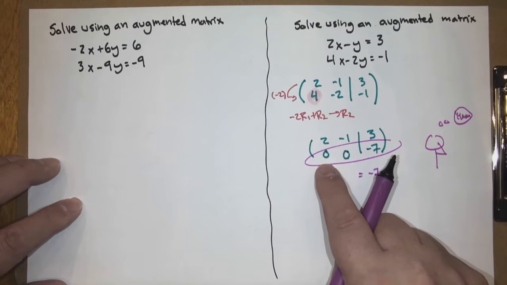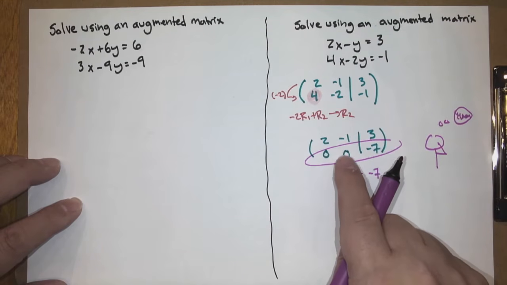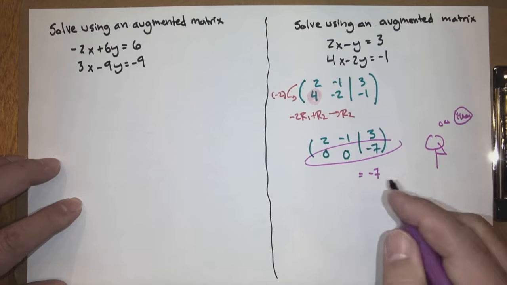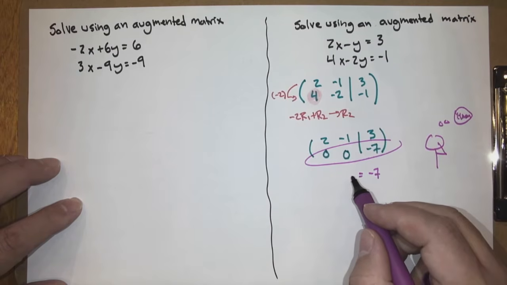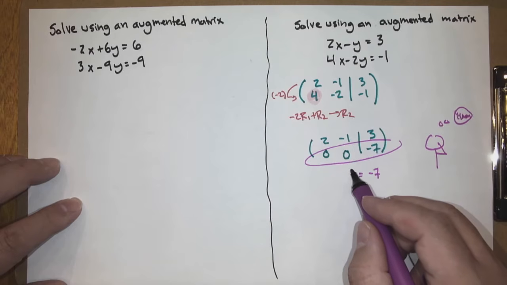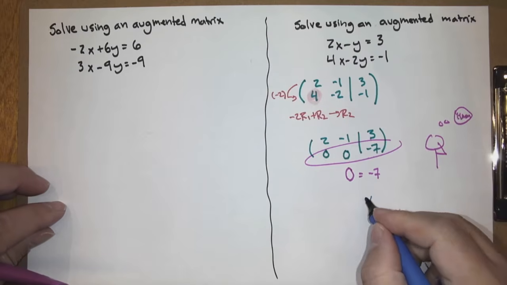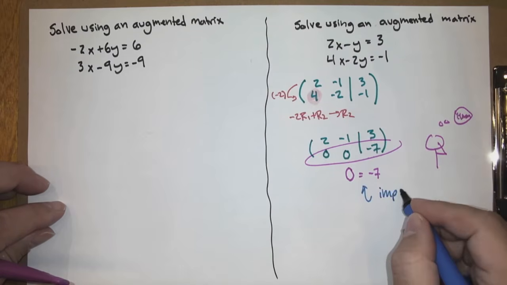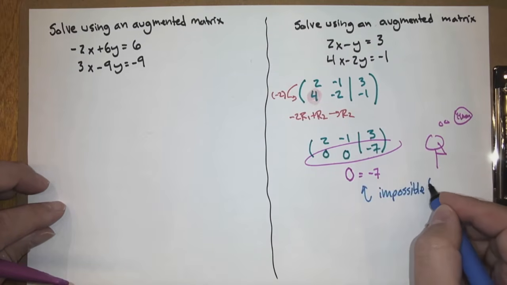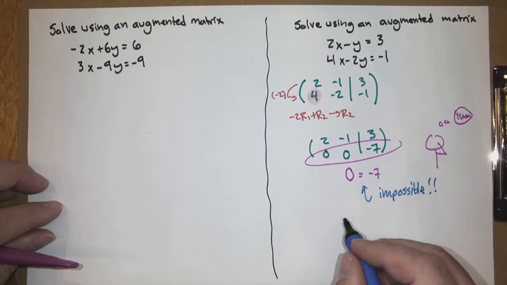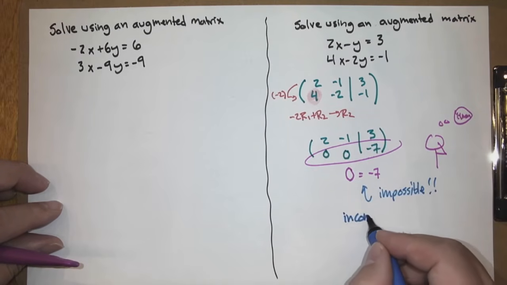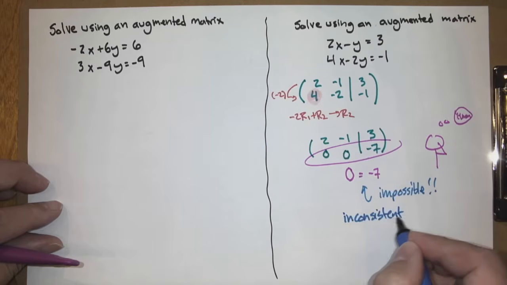Like 0 times the first variable plus 0 times the second variable. If you take 0 times the first plus 0 times the second, what do you get? 0. Does 0 equal negative 7? No. What? This is impossible. But we don't use the word impossible. We say, oh, wait, this is inconsistent.